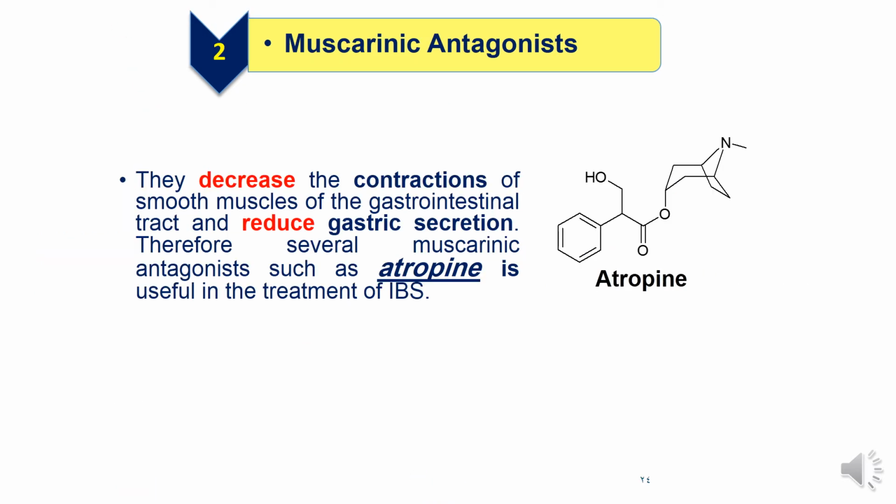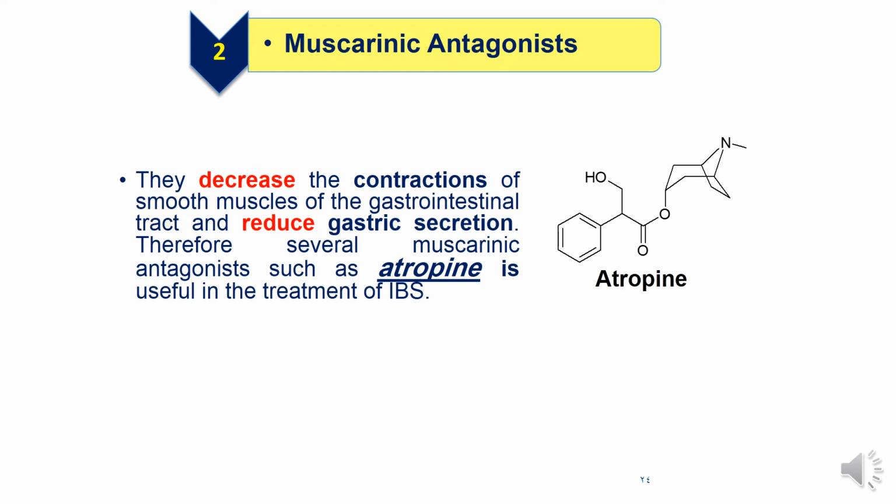The second class for treatment of irritable bowel syndrome and inflammatory bowel disease are the muscarinic blockers or the muscarinic antagonists. These drugs act by decreasing the contractions of smooth muscles of the GIT, leading to reduction in gastric acid secretion. Therefore, several muscarinic antagonists such as atropine could be useful in treatment of inflammatory bowel or irritable bowel syndrome, as they decrease the contractions of the smooth muscles of the GIT.